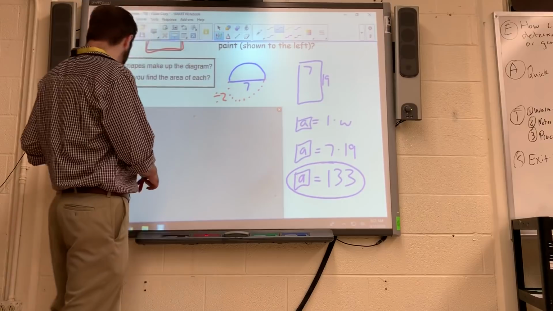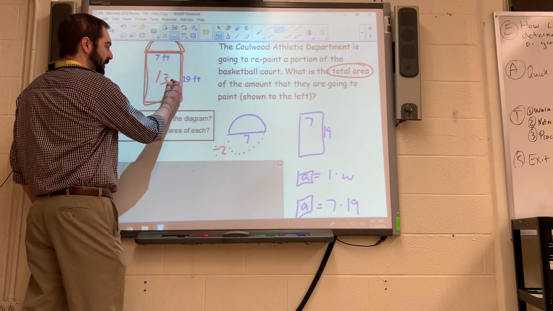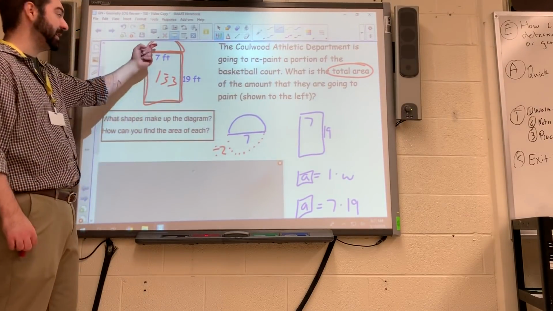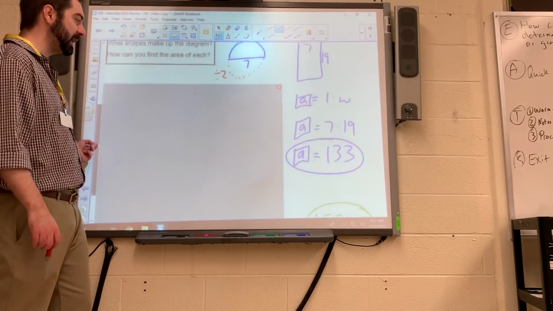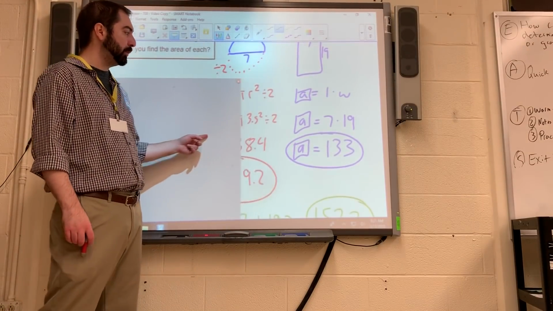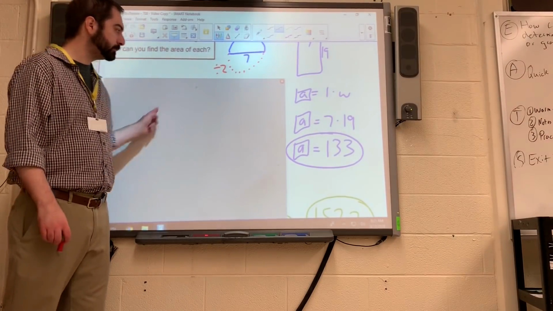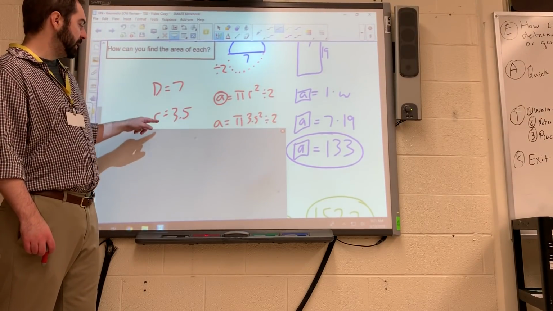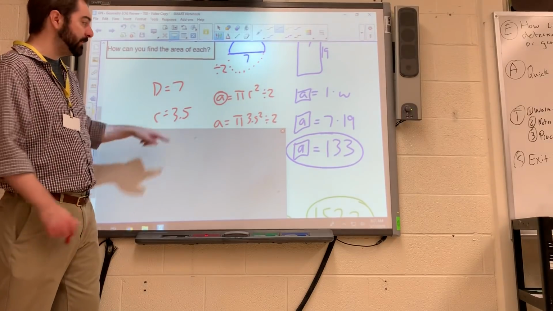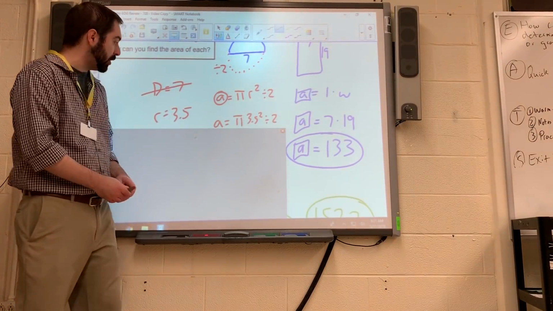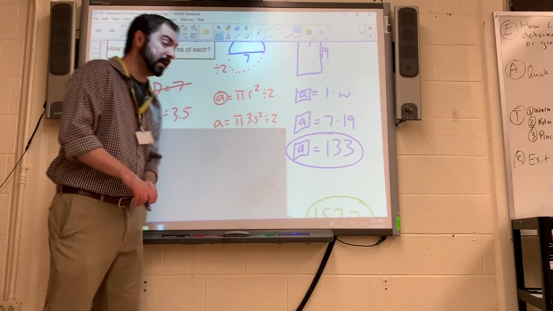Great. I know that this giant piece here in the middle is 133. But I've got to combine that with the area of the semicircle. Again, because I drew it out, this information should be pretty simple. I know that the diameter is 7, and the radius is half as big, it's 3.5. Since this is an area problem, I'm going to cross out that diameter and go from there with this problem.